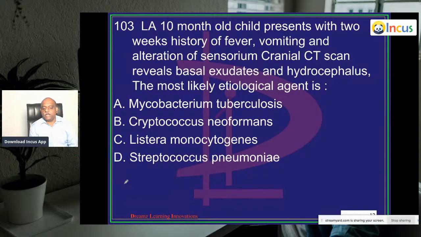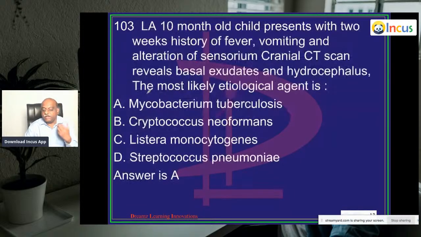A 10-month-old child presents with a 2 week history of fever, vomiting, and altered sensorium. There are basal exudates and hydrocephalus. What is the most likely possibility? Always, basal exudates and hydrocephalus, you will only think of tuberculosis and TBM in this given case. Mycobacterium tuberculosis.